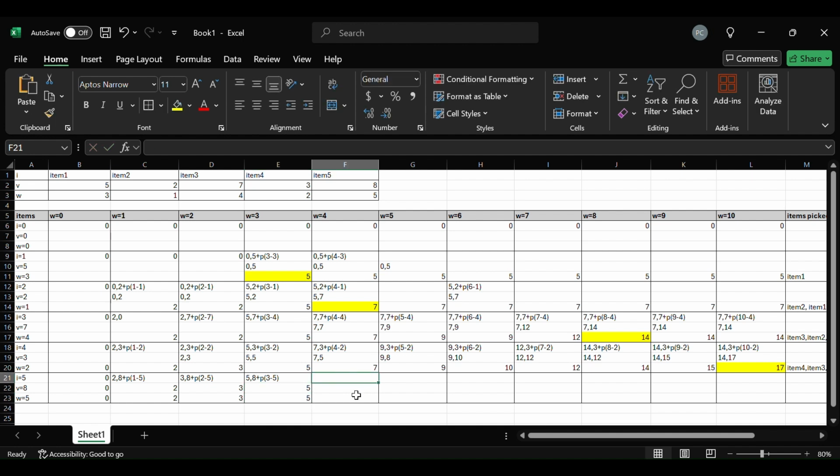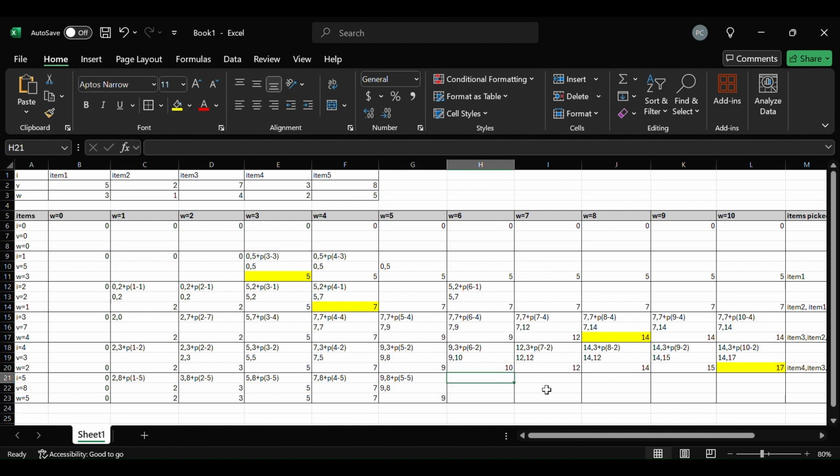Here 7 versus 8 plus profit of the remainder. Did not pick up, did not pick up. Here 9 versus 8 plus P of 0. So P of 0, go up and go to 0. 9 versus 8. Our decision will be did not pick up.